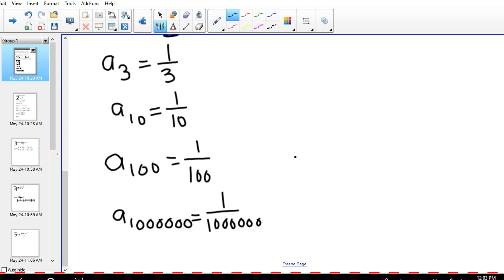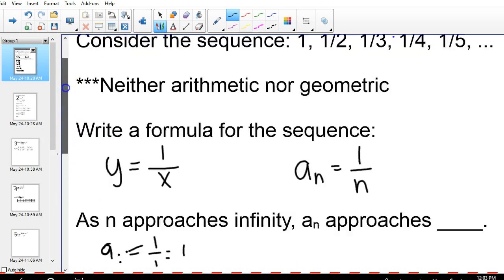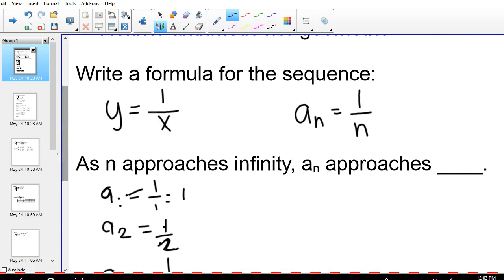What number is that value getting closer to? 0, right? Every time I cut that pizza more, the amount of pizza you're getting is getting closer and closer and closer to nothing, right? So as n approaches infinity, a sub n approaches 0.